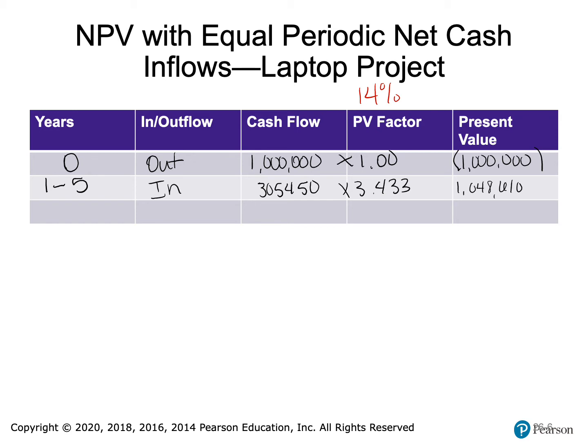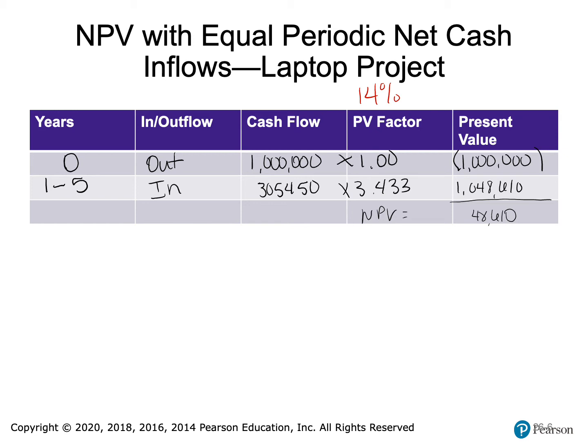Now, because this is an inflow, I'm going to treat it as a positive number. I didn't have any other cash flows in this project, so I'm going to draw my line to subtotal. I'm going to add these two numbers together, and I get NPV is equal to 48,610. So let's talk about what this means and what this doesn't mean.